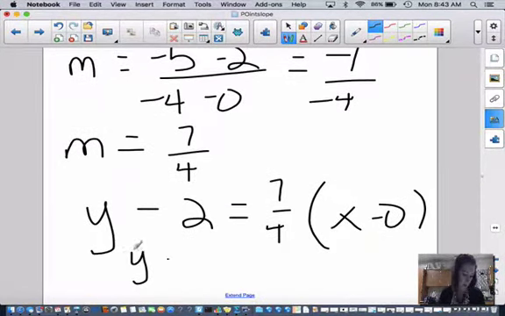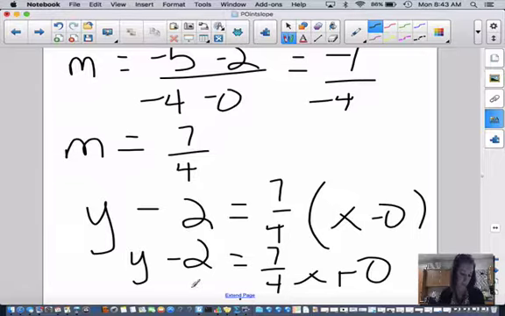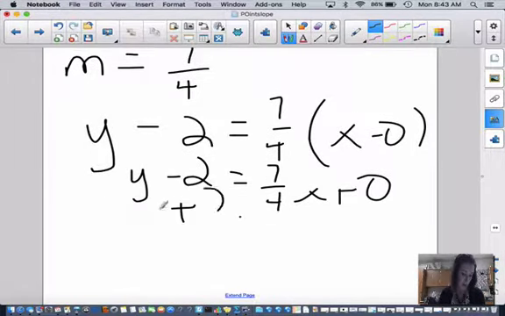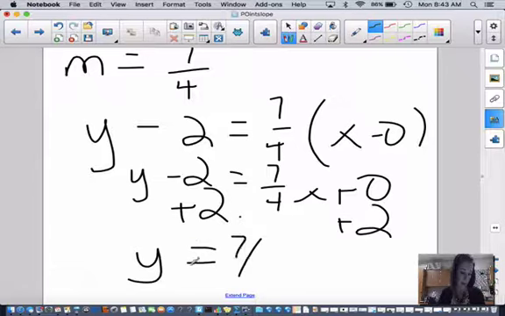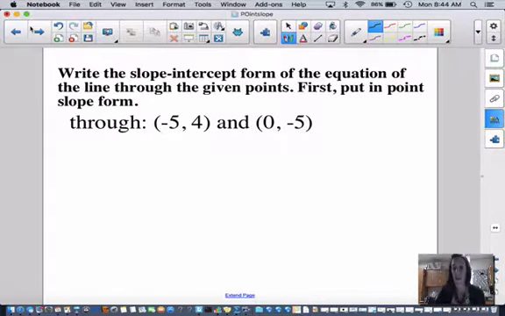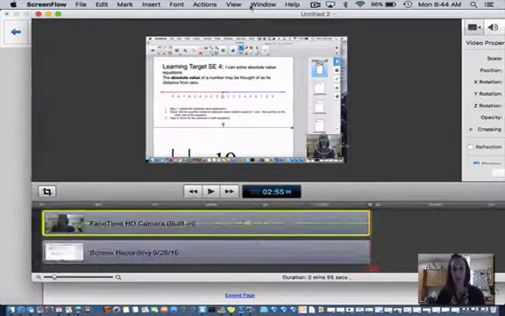So y minus 2 equals, distribute on this side, 7/4 x plus 0. Get the y by itself, y equals 7/4 x plus 2 is the slope-intercept form. All right, so go ahead and try this one. So that concludes the podcast over rearranging forms into point-slope form.